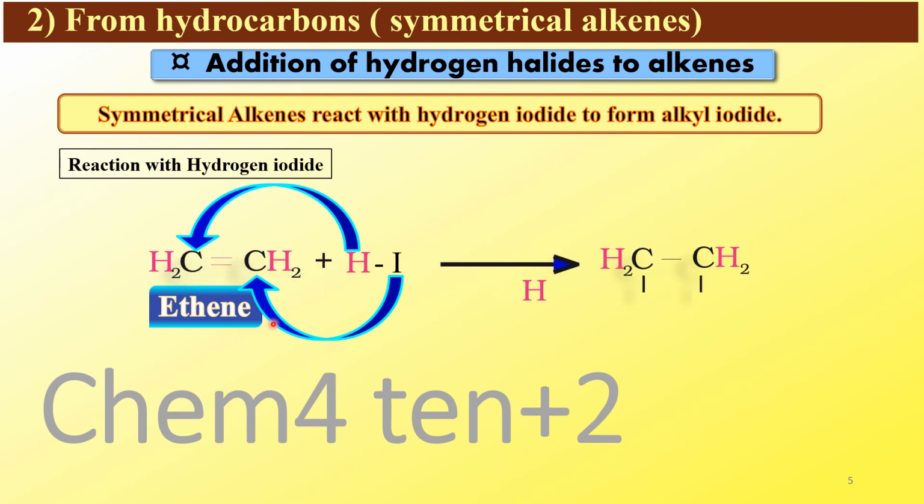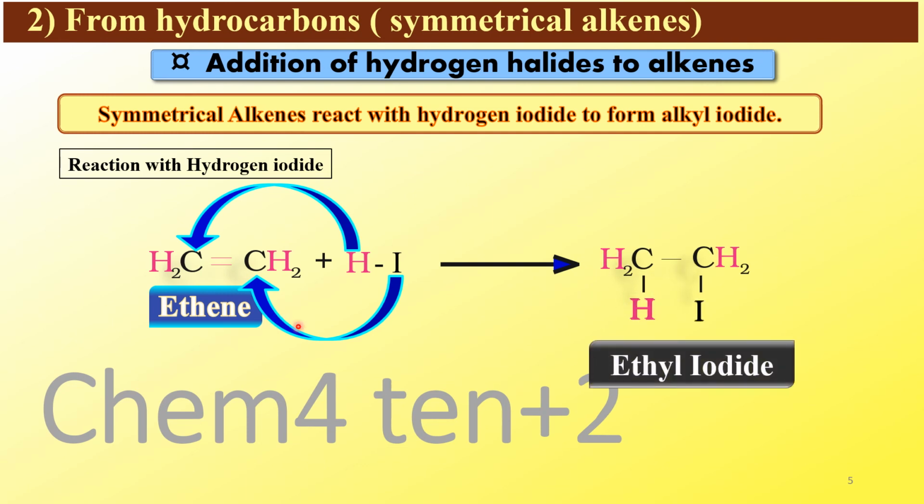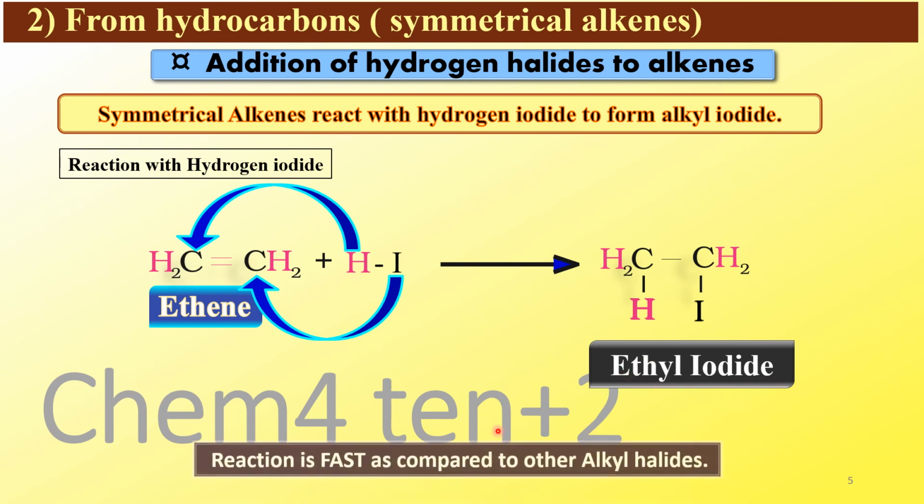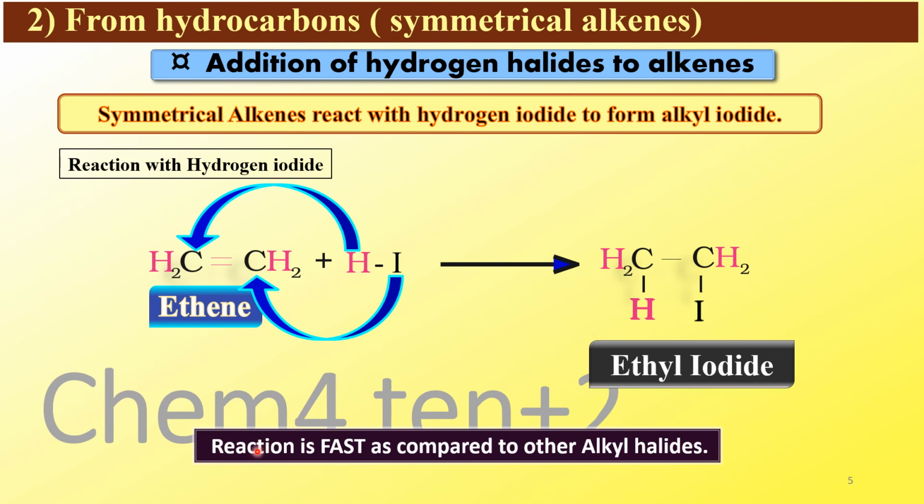Thus, the reaction proceeds to give ethyl iodide, CH3 CH2 I, that is ethyl iodide. Here, reaction is fast as compared to other alkyl halides.